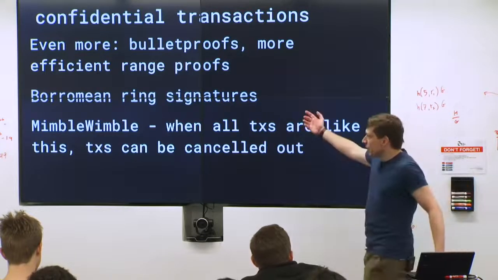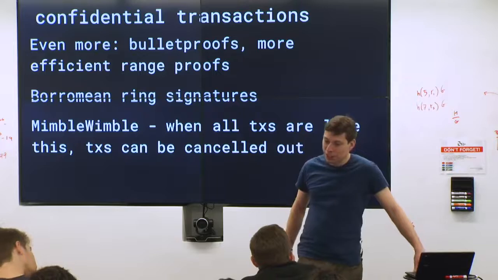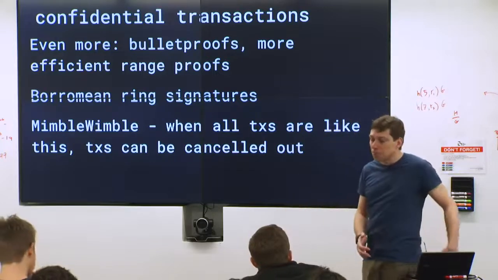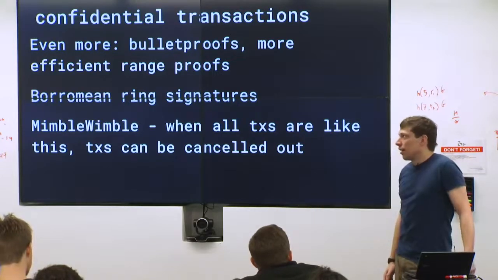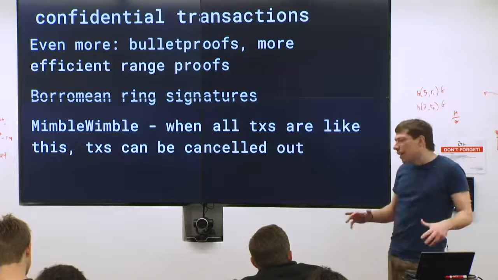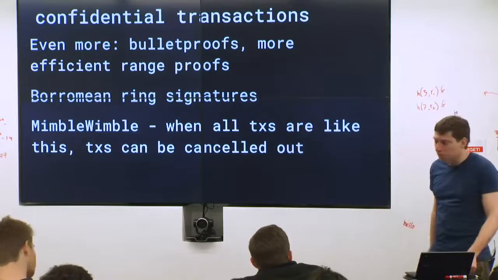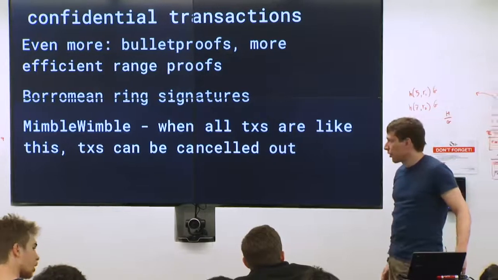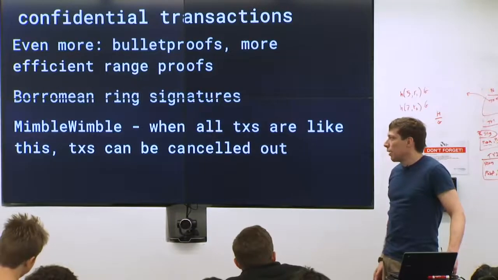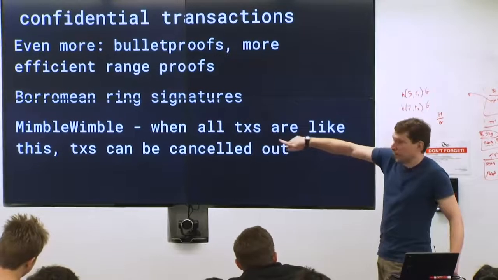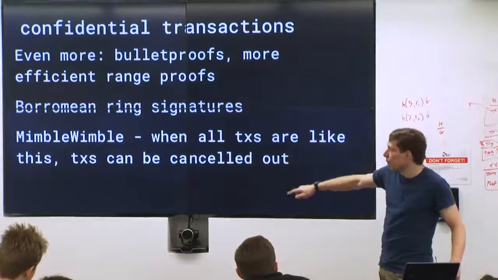And then the Borromean ring signatures, sort of the more efficient ring signatures that can compact a lot of data, so you get it down to like 2 kilobytes for these range proofs in confidential transactions. And then I may try to give a class about this in like a week or two, Mimblewimble.